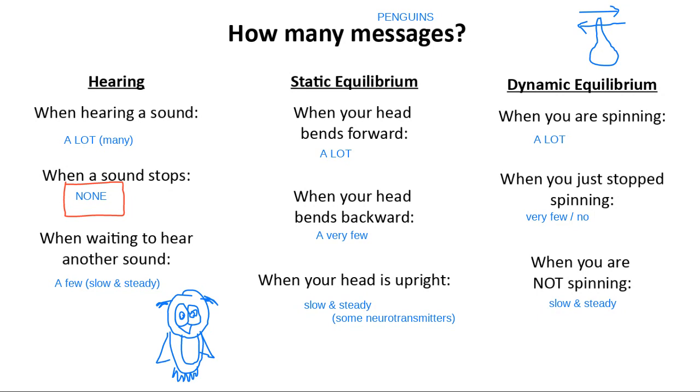Let me check Kira's question. The guided lesson said no neurotransmitters for dynamic. Okay, so if the guided lesson clarified it as no neurotransmitters for dynamic, then we're going to go with what the guided lesson said. Yeah, so let's go with that. We will box around there and cross off that. Very few. We're going to go with no on that. Apologies on that error there.